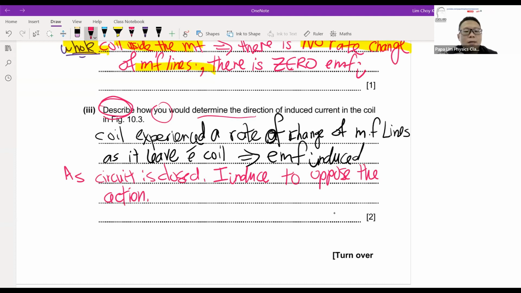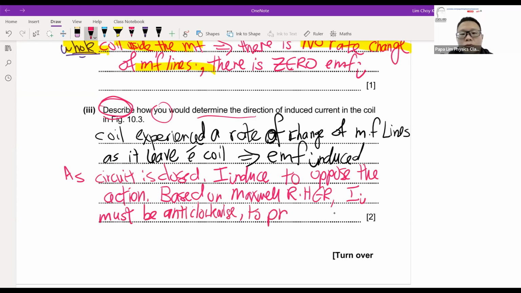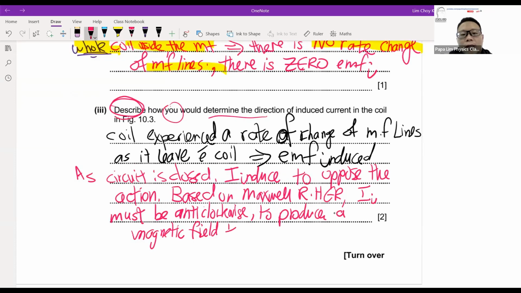So there is an induced current acting on the coil itself. Now what is the induced current direction? Based on Maxwell's right hand grip rule, the induced current must be anti-clockwise to produce a magnetic field that is coming out of the paper. This is what we mean by Lenz's law.